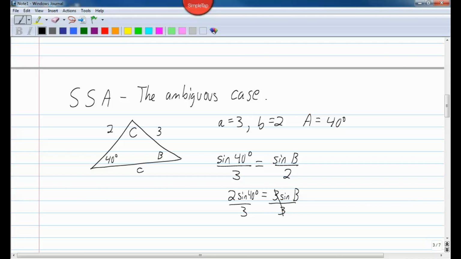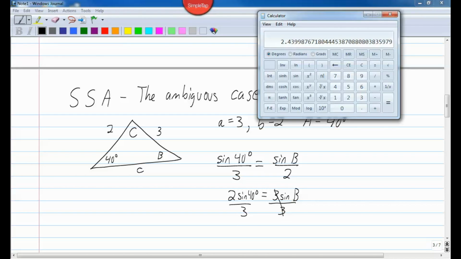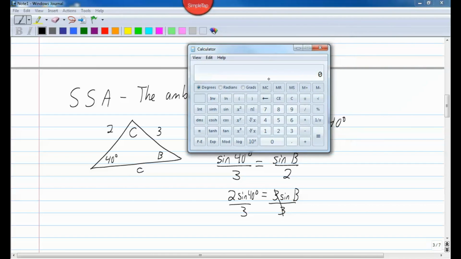Alright, so I have the sine of B is equal to 2 times the sine of 40 degrees over 3. I'm trying to figure out the angle measure, so you want to work out the left side here. You want to say 2 times sine of 40, divided by 3, equals. Now this decimal is all of this over here.